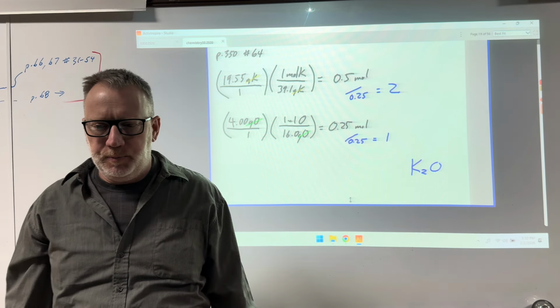Okay, 65. Analysis of the chemical used in photographic developing fluid yielded the percent composition data shown. So in the picture you have 65.45% carbon, 5.45% hydrogen, 29.09% oxygen. The molar mass is 110 grams per mole. Okay.